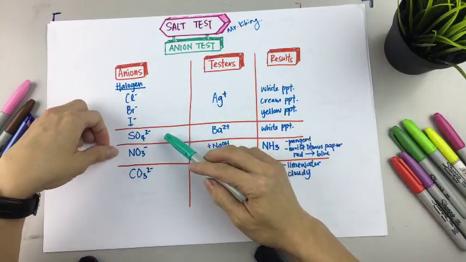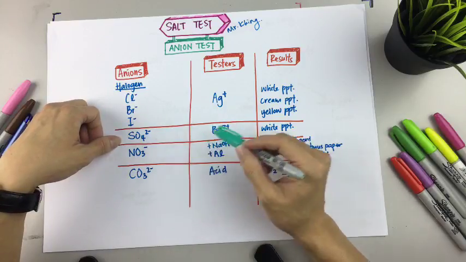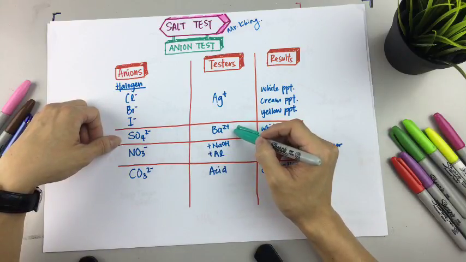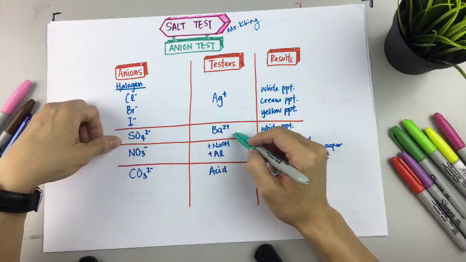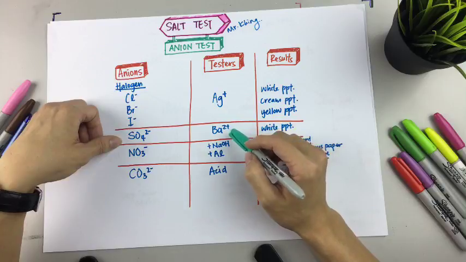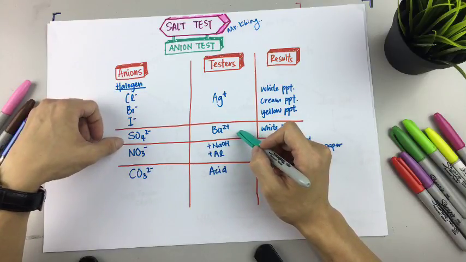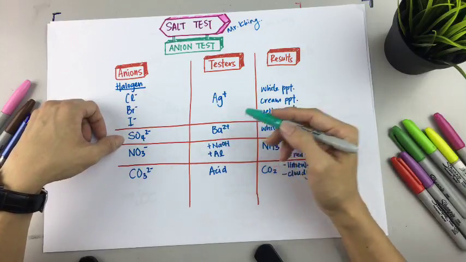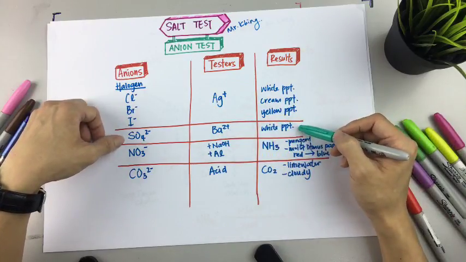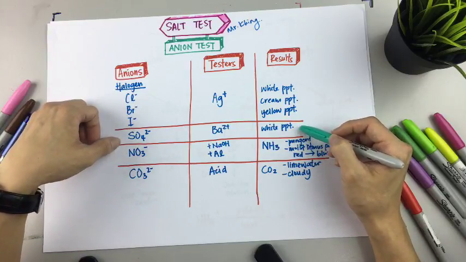Next, sulfate ions. We test sulfate ions with barium, which means same thing. Whenever you see the word barium, 100% they are testing for sulfate. When there's barium and sulfate, you form barium sulfate, which is a white precipitate. So a white precipitate will form.